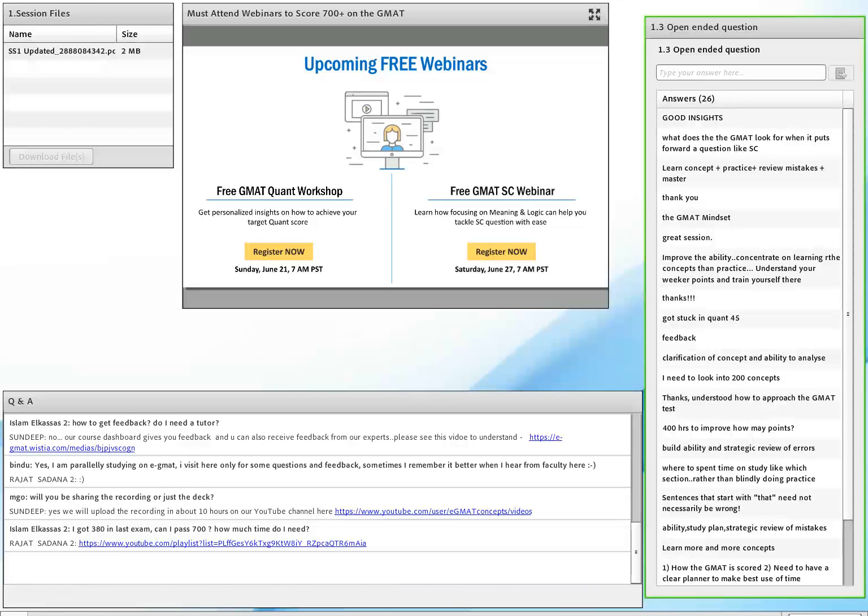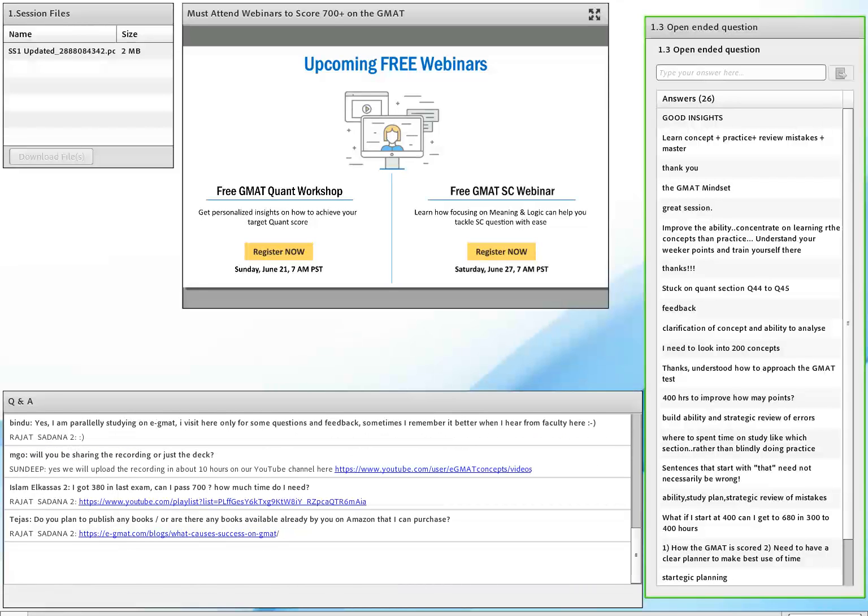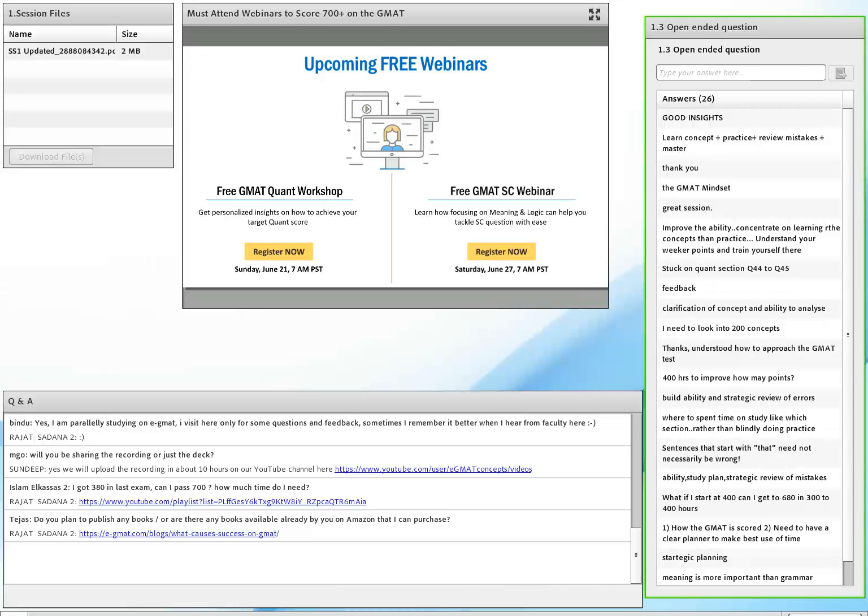Tejas says, do you plan to publish any books? No, Tejas, we don't. We have absolutely no plans to publish a book. We publish a lot of research that you can read over here, but we don't plan to publish books, because books are static. Books don't give you feedback. Books don't change dynamically based on how you're performing. So I don't see the purpose of frankly having a book in today's world.